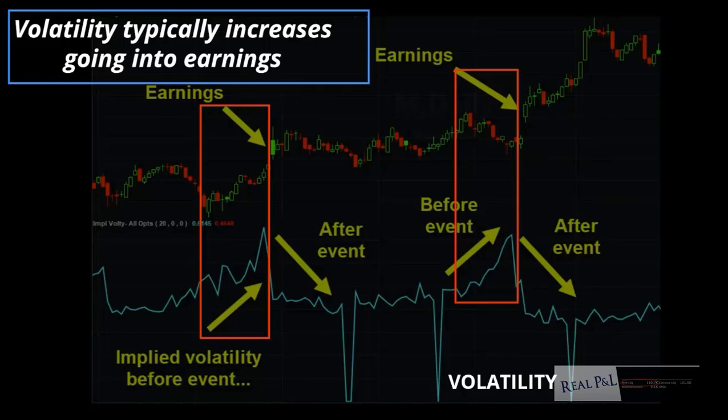And here's what volatility typically does. It increases going into an earnings event of a company, and so do the option prices. And you can see what happens after the event. You can see the volatility rising into the event, and then you can see the little green lines there where actually the volatility drops after the event because the event's no longer unpredictable.